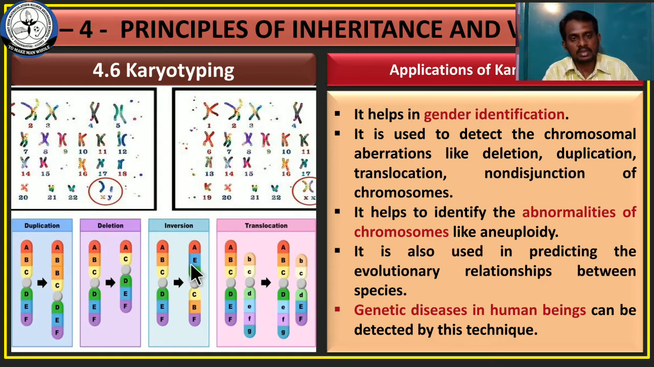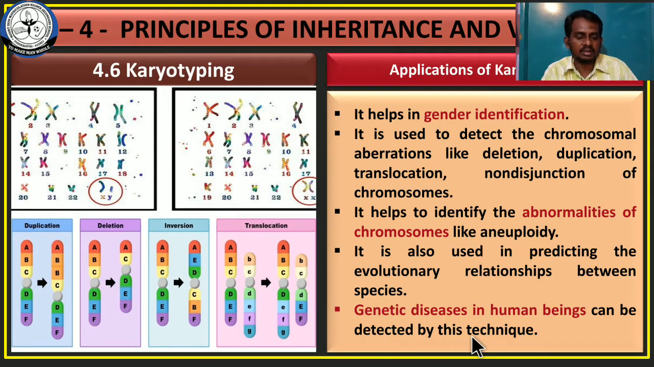the chromosome numbers of monkeys and human beings are more or less similar. The chromosomes of monkeys and ours are similar. Only 2 chromosomes are in excess in monkeys. As a result, we conclude that one species may have evolved from the other. That means human beings may have evolved from monkeys because both organisms have a similar number of chromosomes. Okay, the last one is that genetic disease in human beings can be detected by this technique.